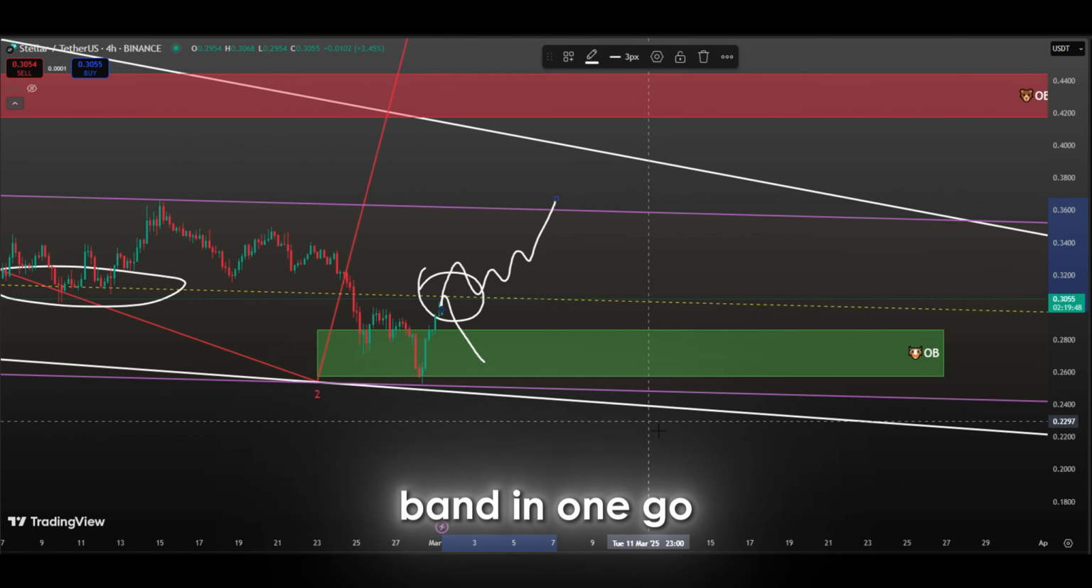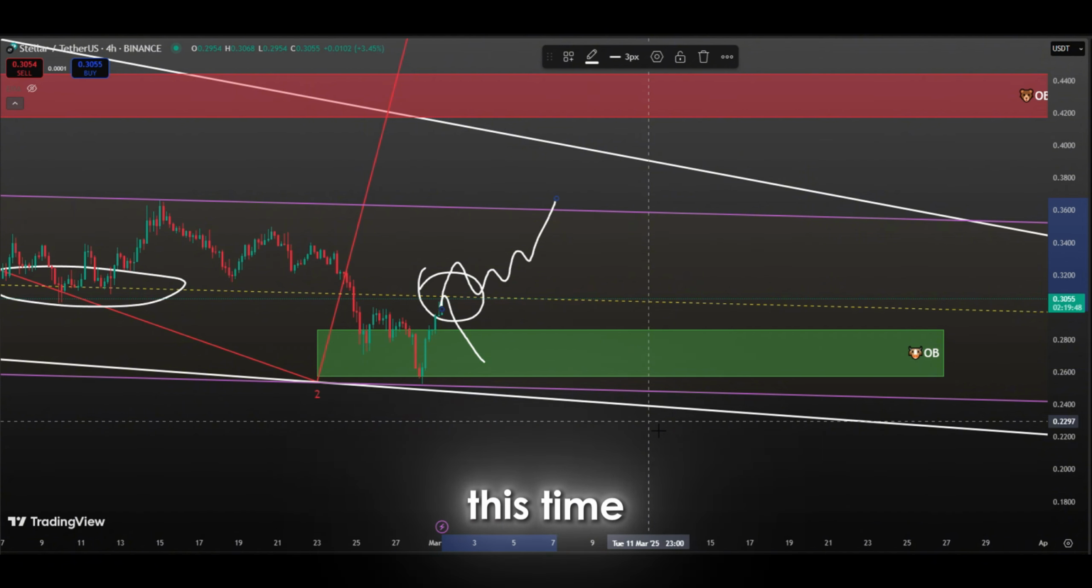If it can break the middle band in one go, it will try the upper band this time. And if it can break the upper band, it will move to the high.